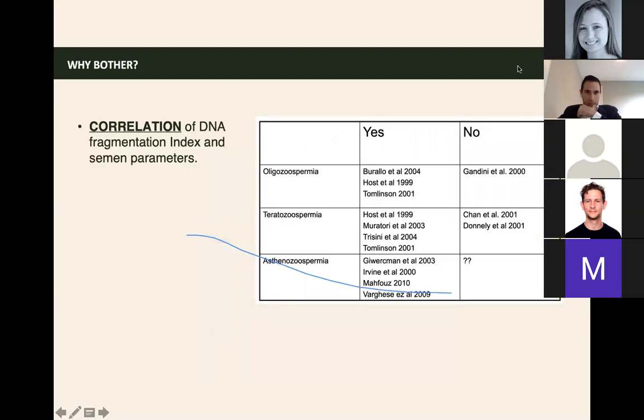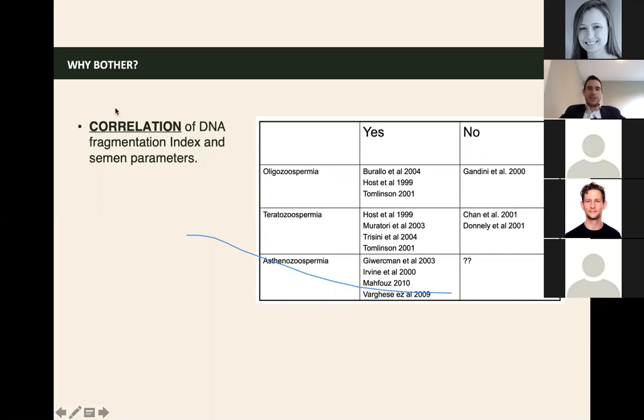So why do we bother again with DNA fragmentation? Because multiple studies have shown that oligospermia, which is a low number of sperm, teratospermia, which is a low morphology of the sperm, and asthenospermia, which is a low motility of the sperm, are all risk factors for male infertility. So if a person has low sperm, or if the sperm is not swimming as well, these men have been found to have elevated DNA fragmentation.